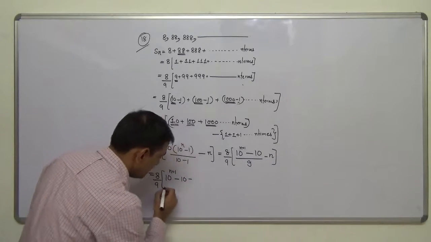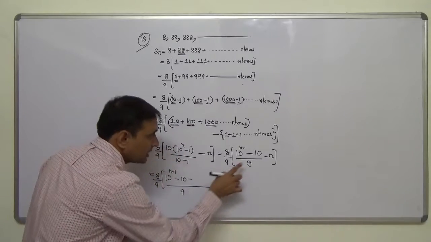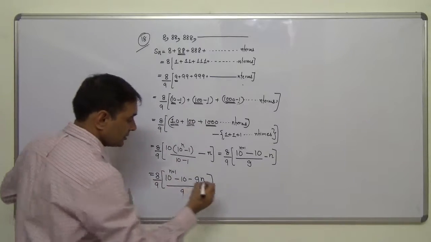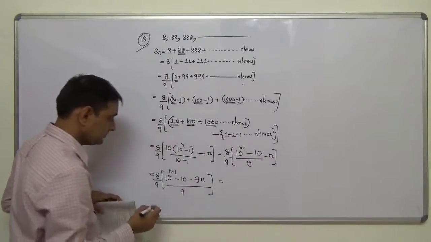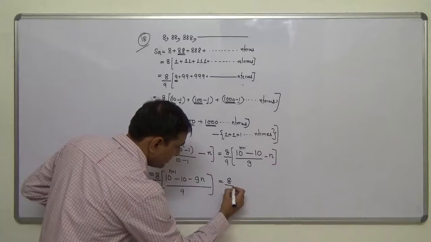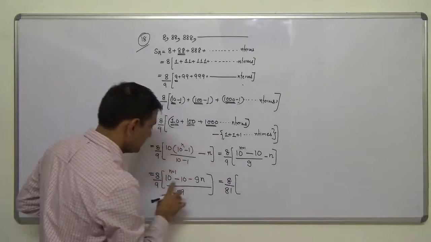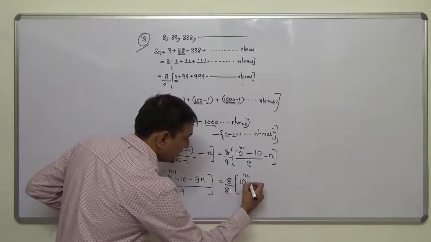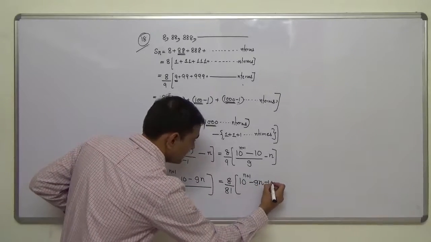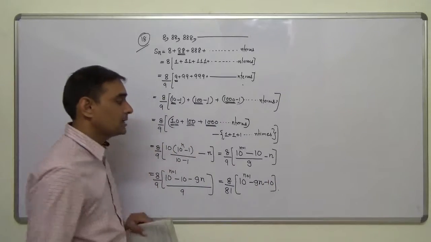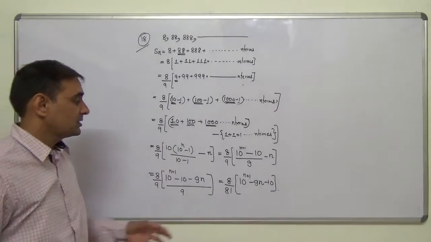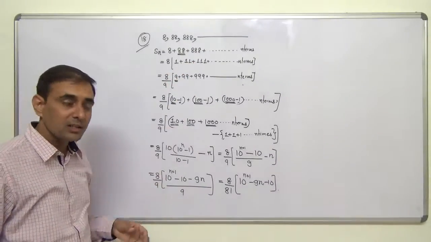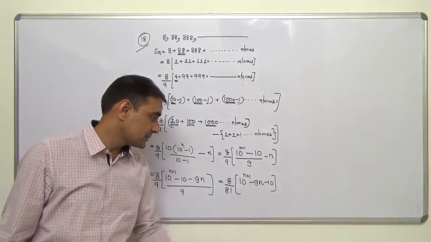If we take the LCM, the LCM will be 9, and 9 multiplied with n gives 9n, right? So we can write it as 8 upon 81 into 10 to the power n plus 1 minus 9n minus 10, right? This way we can rearrange the terms. So the sum of n terms of this sequence was what we had to find, and this will be it.